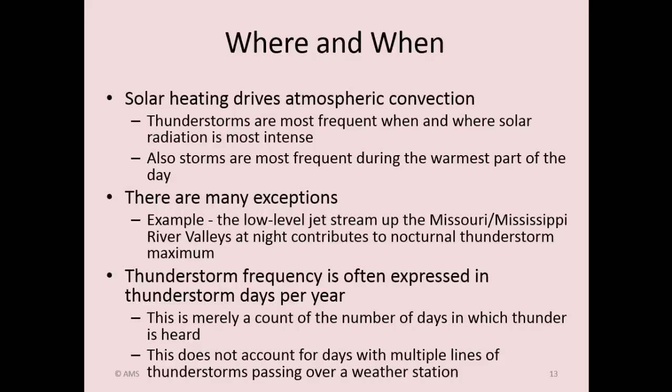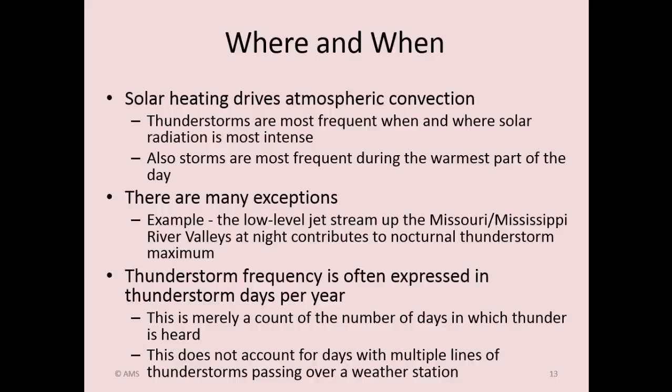Staying with the where and when, solar heating obviously is going to drive this atmospheric convection. But there are exceptions. If you look at the second bullet, we believe there's a low-level jet stream that will occur up the Mississippi River Valley at night that contributes to these mesoscale convective complexes. So that's definitely one exception to solar heating, because these things will occur at night.